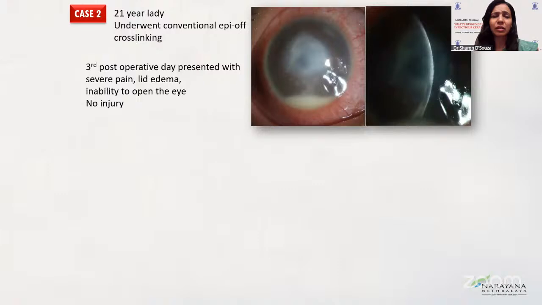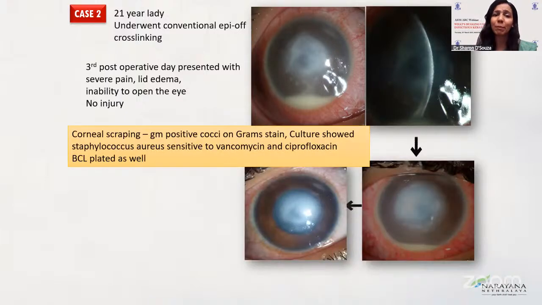This is another case who underwent conventional cross-linking, came back on the third post-operative day, and this you can see is a much larger infiltrate. It has a grayish appearance. Patient had severe pain, lid edema, inability to open the eye, a lot of hypopyon and AC reaction, and corneal scraping showed gram-positive cocci on the gram stain. Culture showed Staph aureus, which was sensitive to vanco and ciprofloxacin. BCL was plated as well.